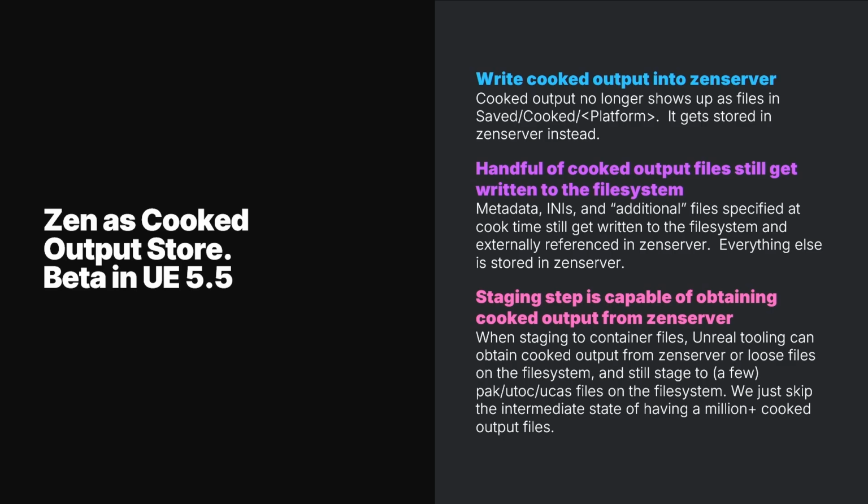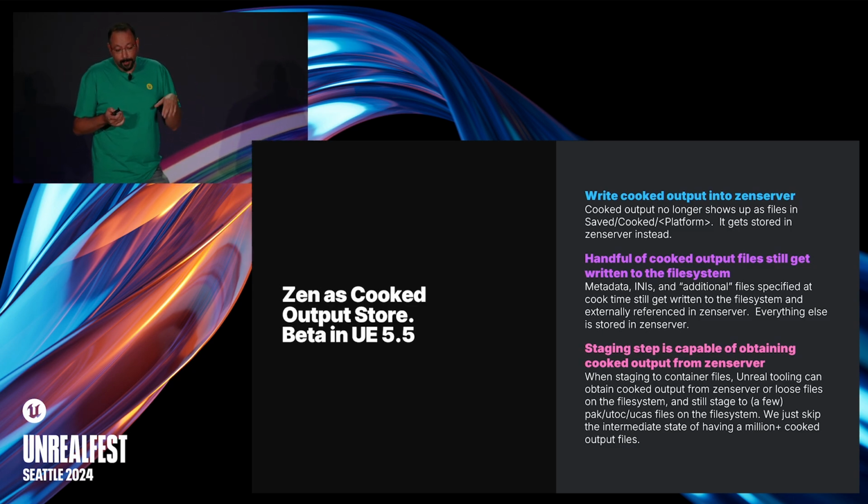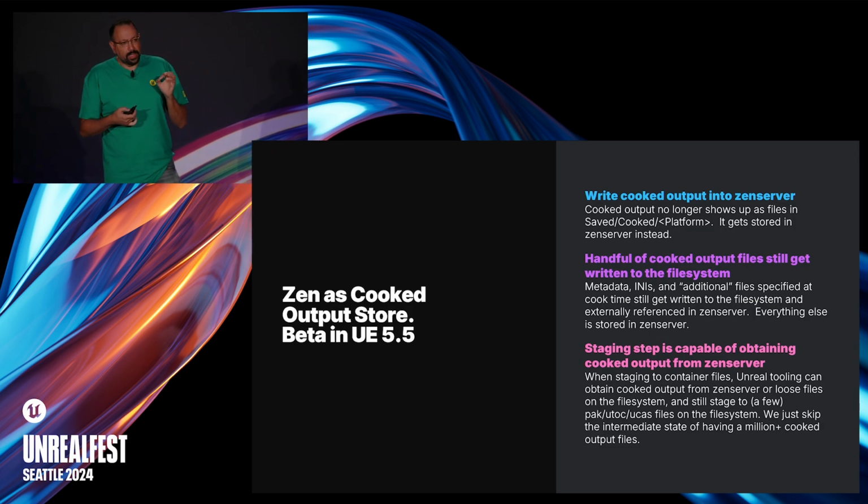Besides being able to write to ZenStore, for our pipeline to function, we also need to be able to read back from ZenStore so that staging, for example, can get the cooked output and do its job. So when staging to container files, the Unreal tooling can obtain cooked output from ZenServer or loose files on the file system and stage to a few container files, pak, utoc, or ucas. We just skip the intermediate state of having 1 million plus cooked output files.